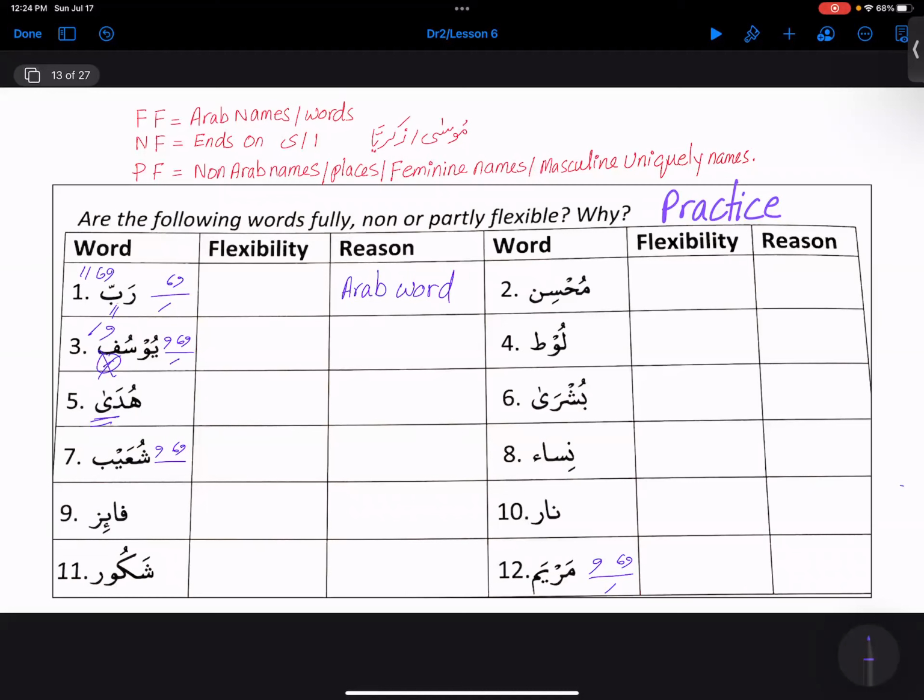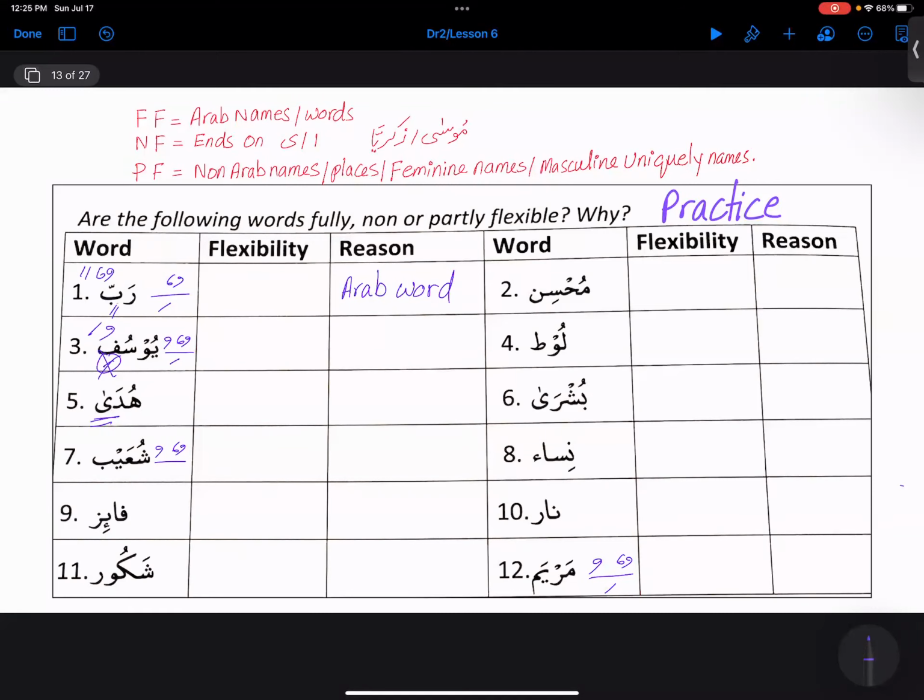Right? Now Shu'aib. We can take turns. It is fully flexible. Fully, yes. So can you say it? Arab name. Shu'aibun, Shu'aiban, Shu'aibin. Shu'aibin, very good. Alhamdulillah.